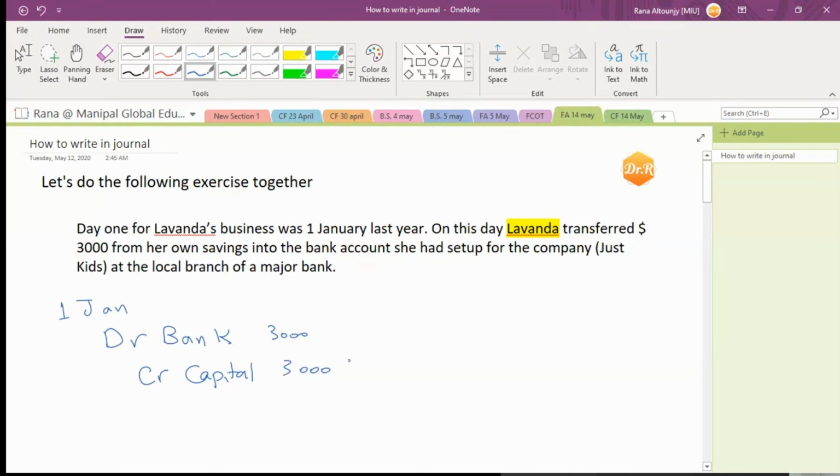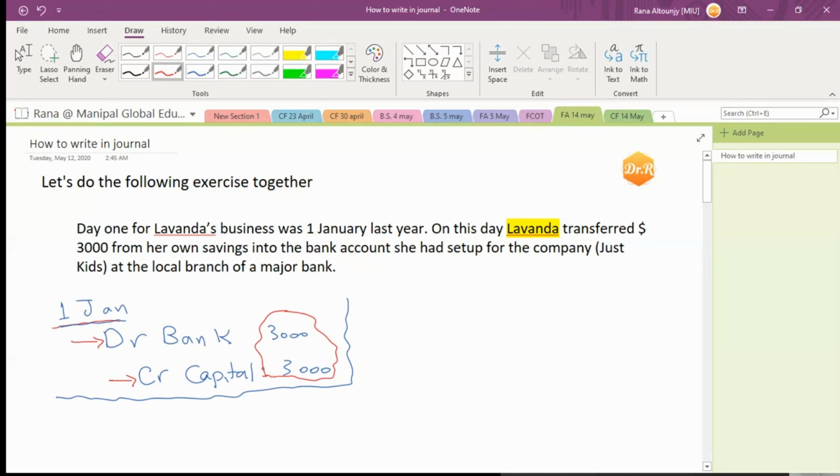So like this, we can write the transaction by handwriting. We put the date. Don't forget to choose a date. First, you need to put the date. You need to choose which one is debit, which one is credit. Then you need to put the account.